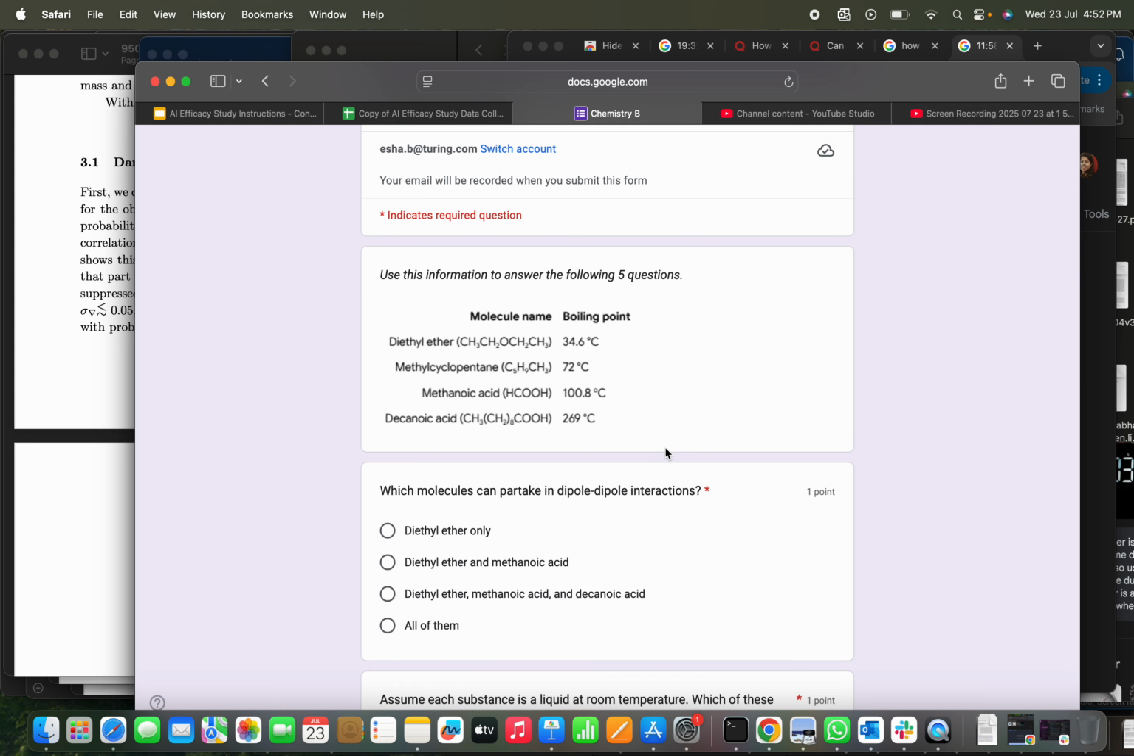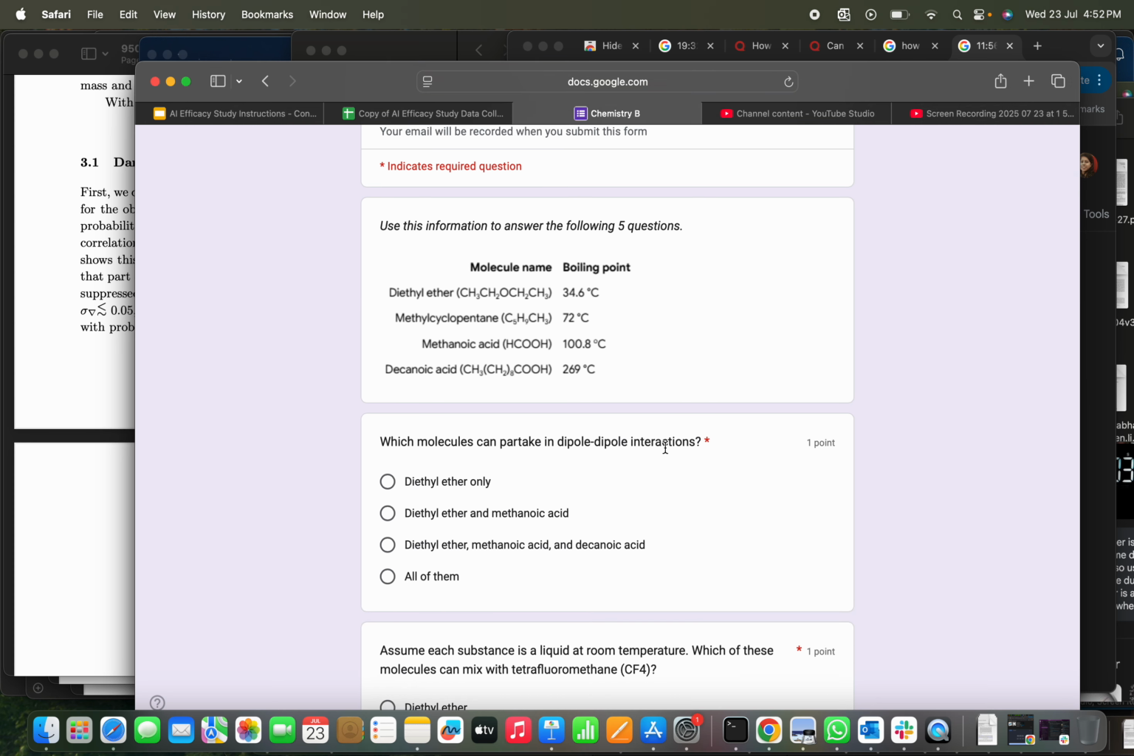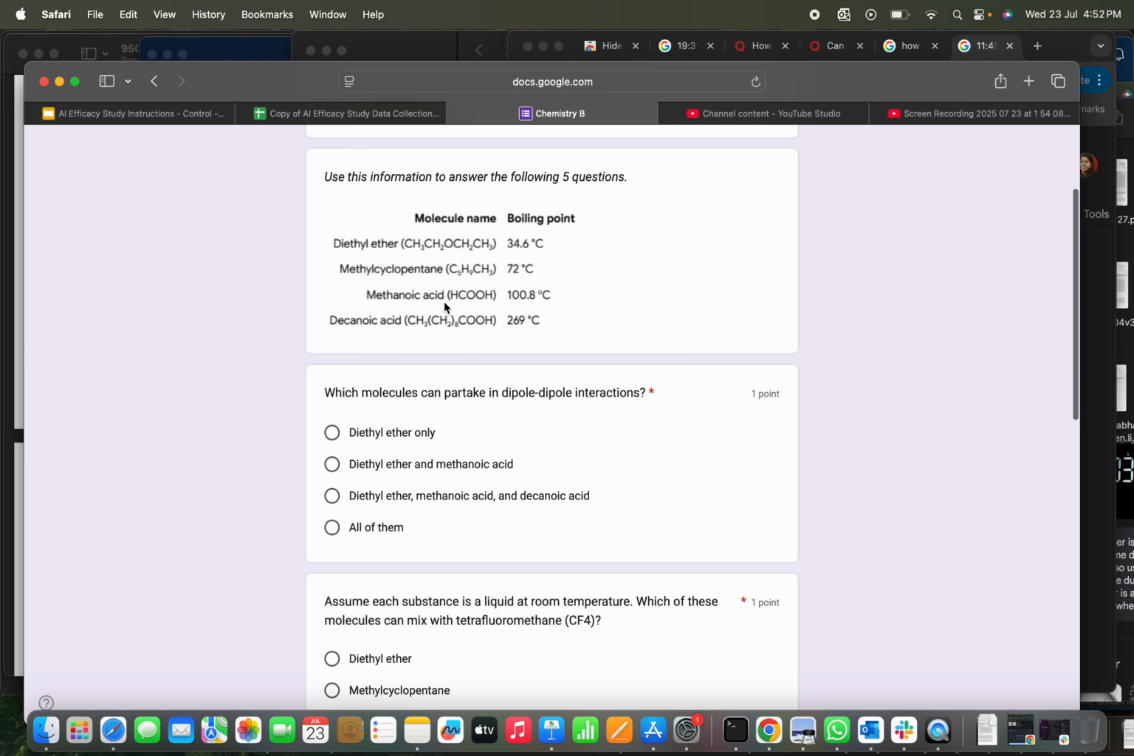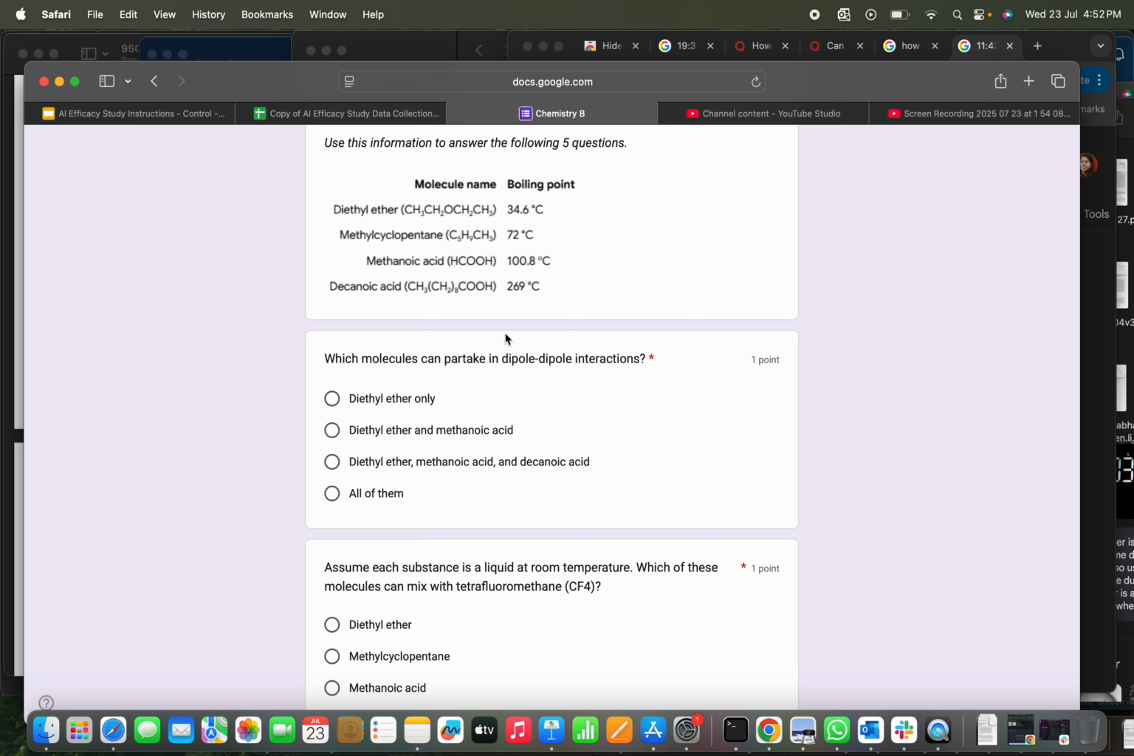Use this information to answer the following 5 questions. The molecule name is given. The boiling point is given. Okay. Which molecule can partake in dipole-dipole interaction? Dipole-dipole interaction, whatever has a polar bond. So, H2O.